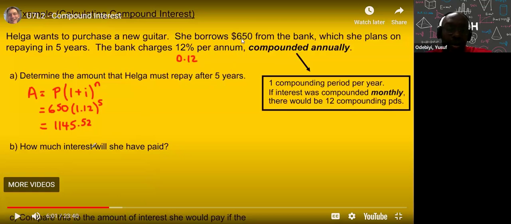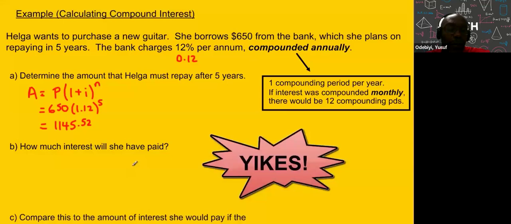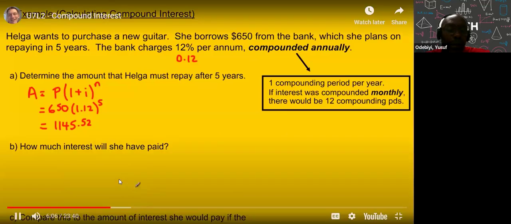She borrowed only 650, but now she's paying the bank $1,145. You see how the bank makes money off you when you borrow money? And that's only at 12%. That's only 12%. $1,145. Yikes.